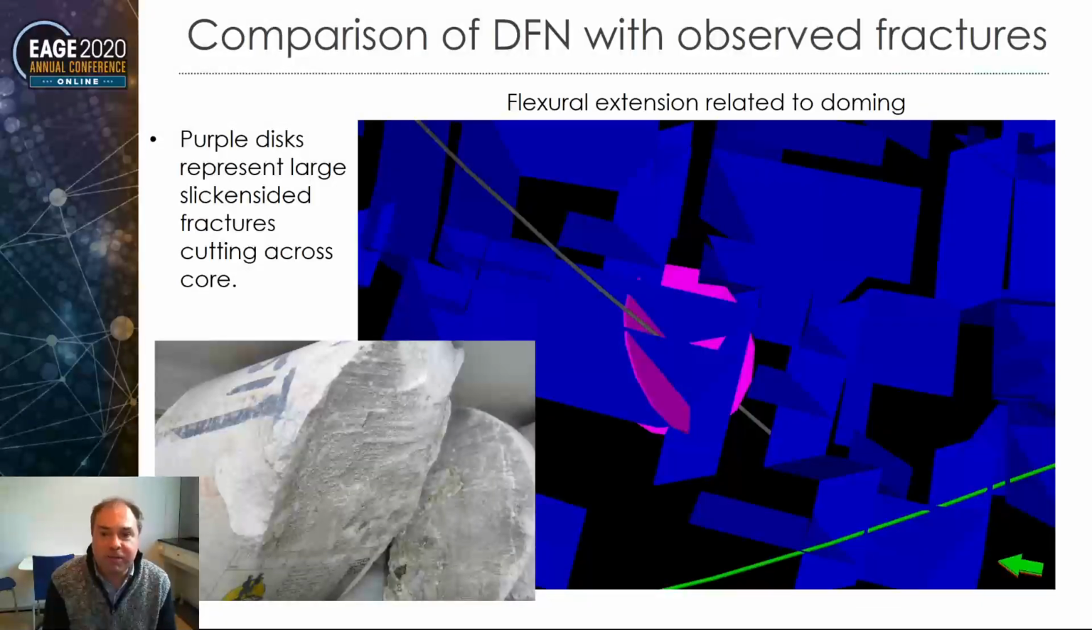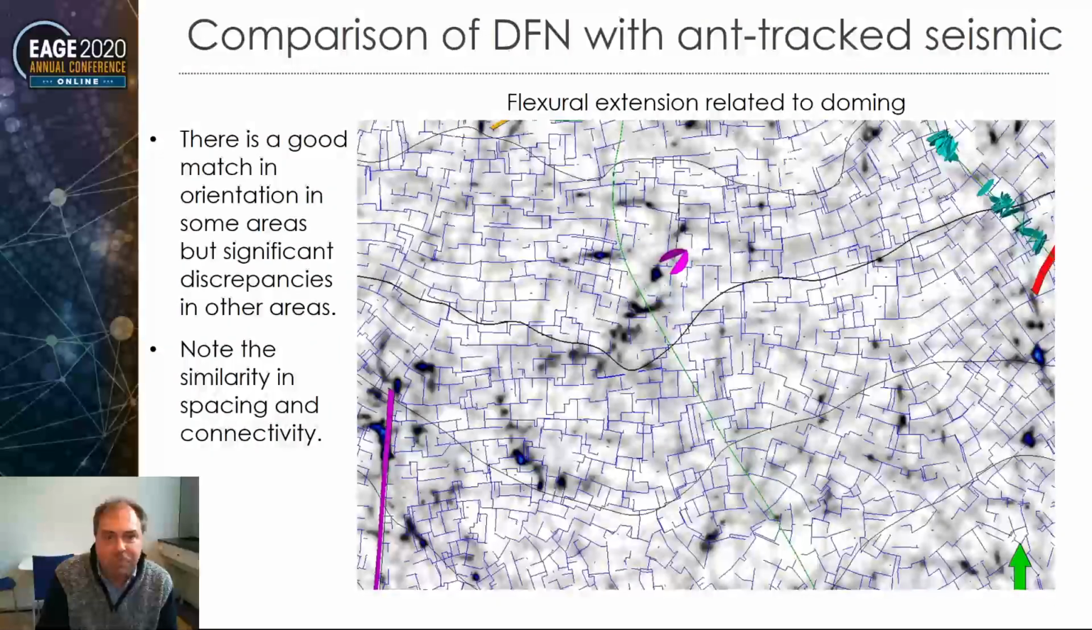And just a reminder that the fractures we're talking about here are the large open slicken-sided fractures that we saw in the core. And this is an example where we see one of these fractures in the core, and again the orientation, at least in terms of strike, is very similar to the orientation predicted by the model. Obviously the dip direction is in the opposite direction in this case, but as a conjugate set of fractures we would expect fractures to form in both dip directions.